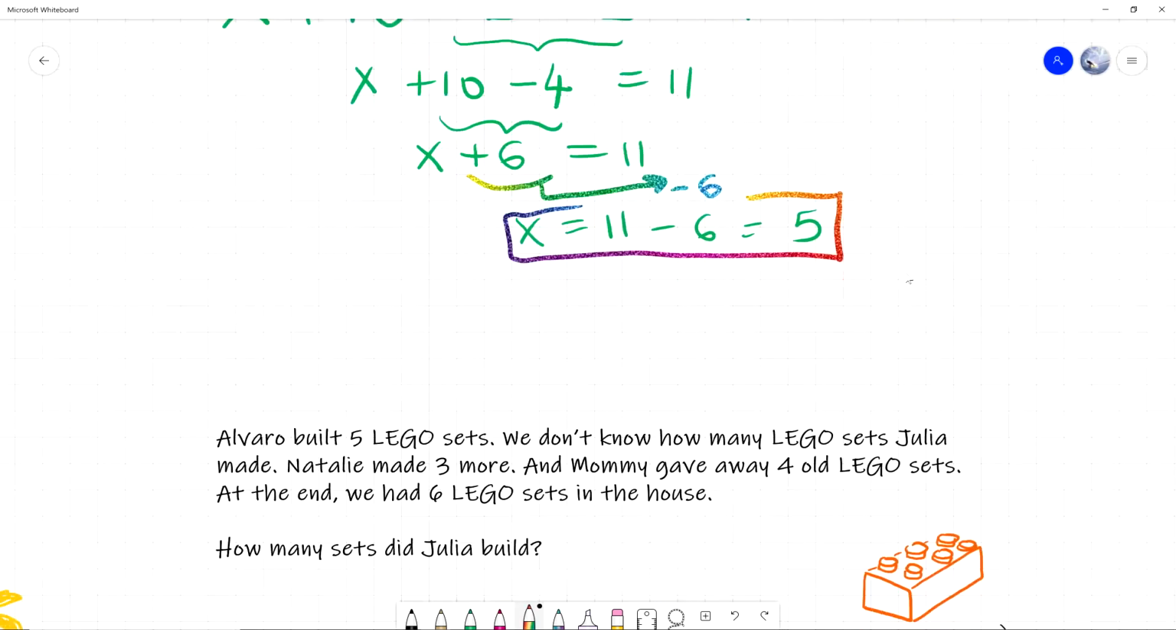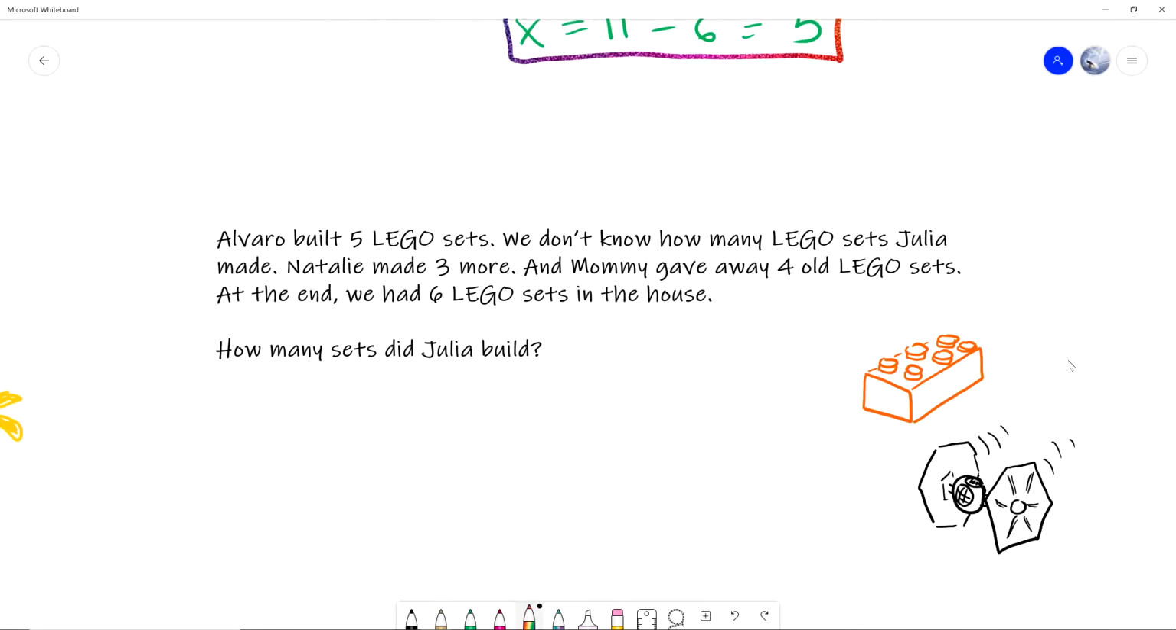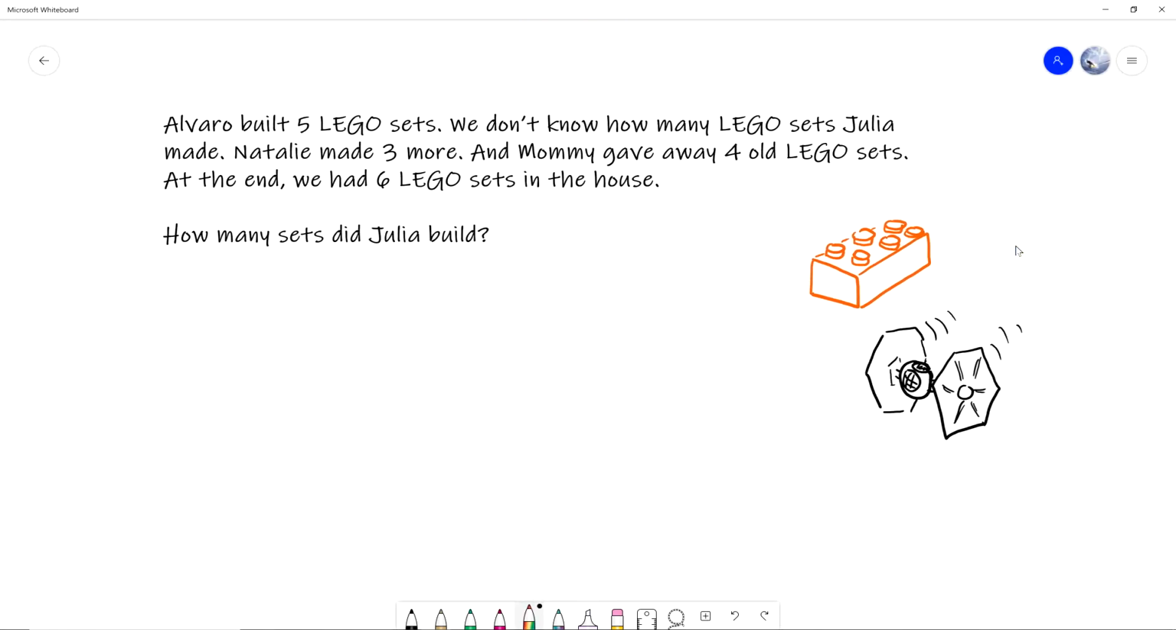Okay. So how about Addie? Can you help us solve this problem? Can you read it? Yes, I can. So let me find my equation. Okay, got it. Alvaro built 5 Lego sets. We don't know how many Julia built. Natalie made 5 more. Mom gave away 4 old Lego sets.